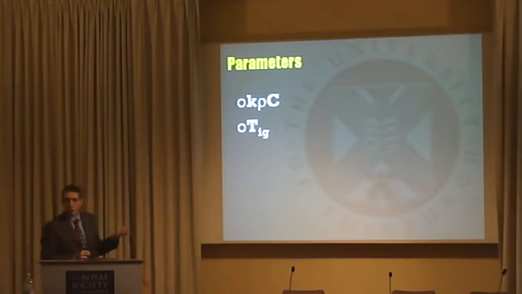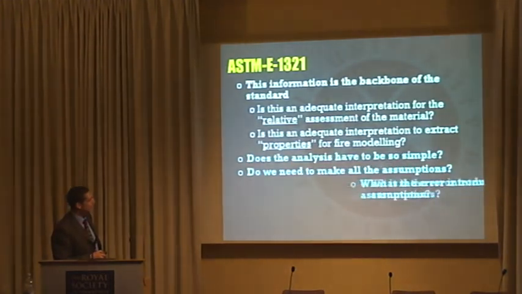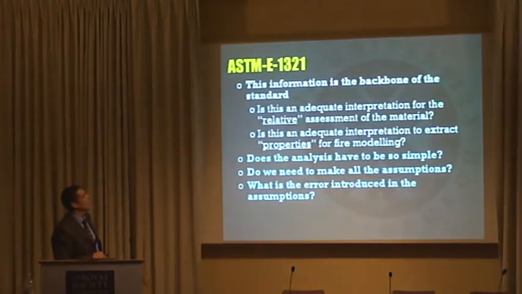Now, if I have to assess performance, I need to establish a way in which these two parameters are used in a careful manner, so that I can say if a material is better or worse than another one, or whether I'm going to introduce it into a model or not. So in the case of this problem, this information is the backbone of the standard. Is it an adequate interpretation for a relative assessment of the material? Is it an adequate interpretation to extract properties for fire modeling? These are the two questions that need to be answered.